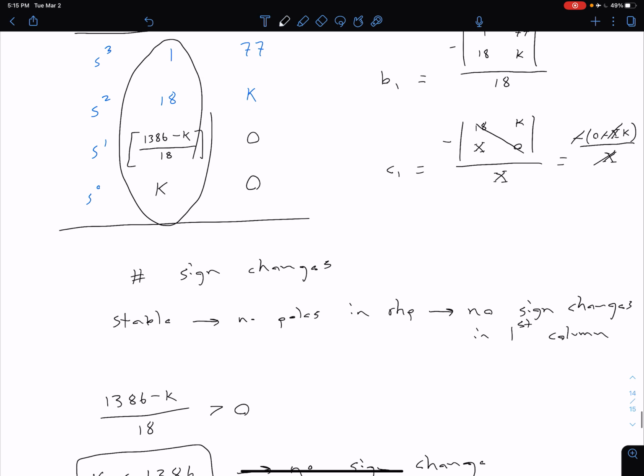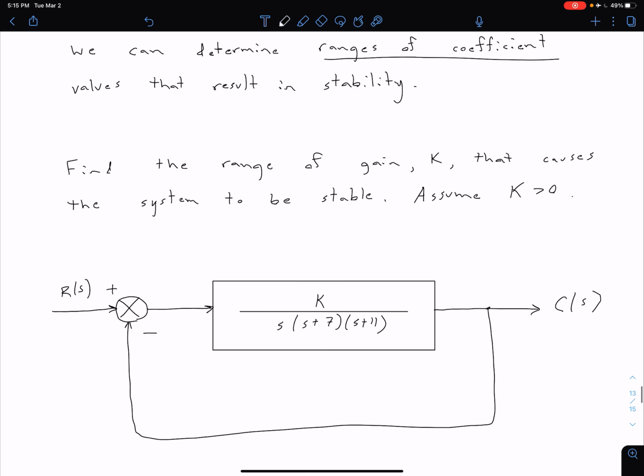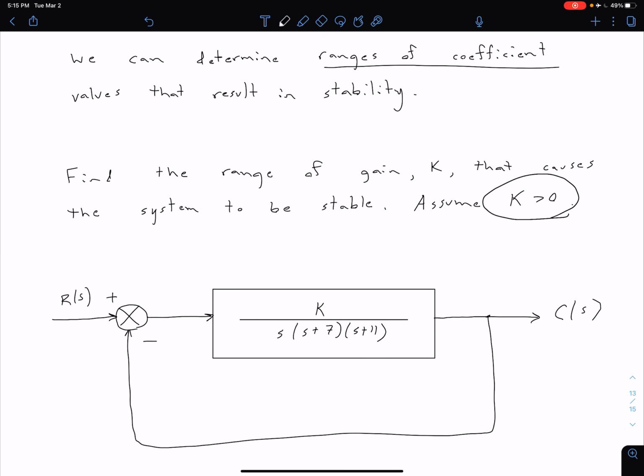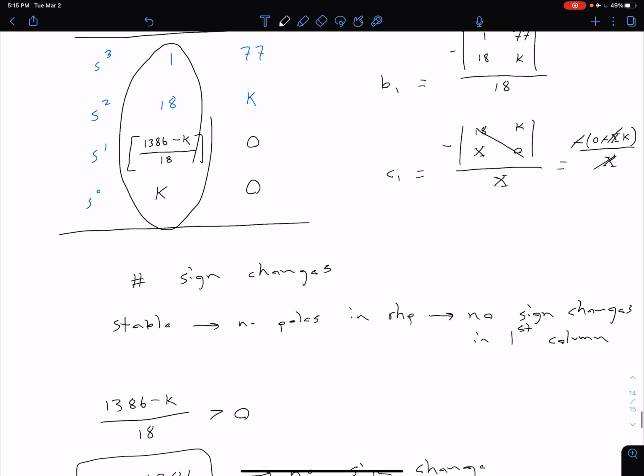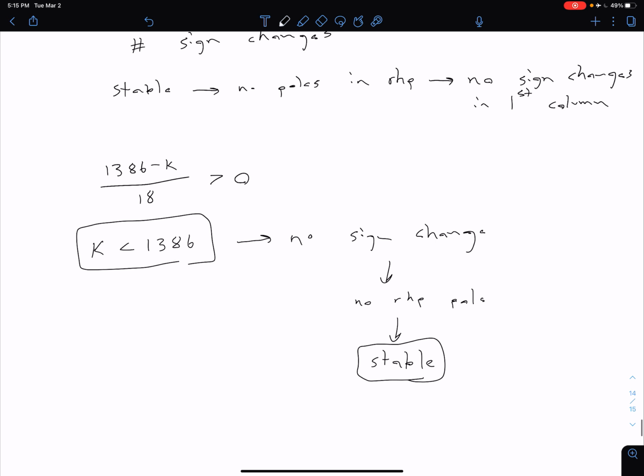Now, of course, we need to consider this k value here, but we were told in the problem statement that our k is greater than 0. So because our k is greater than 0, we don't need to be worried about this one because that's going to be positive regardless. So we know if we have a positive term here, we'll have no sign change going from 18 to that term and no sign change going from that term to k. So again, this is the real power of using these Routh tables: when we're designing, we can figure out the range of allowed gain or some adjustable variable value.